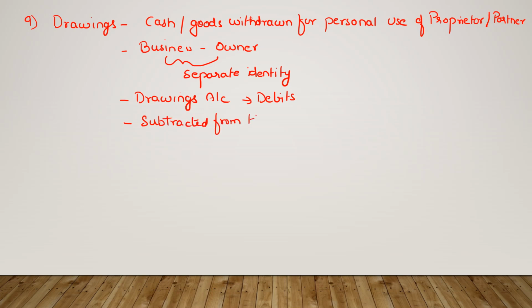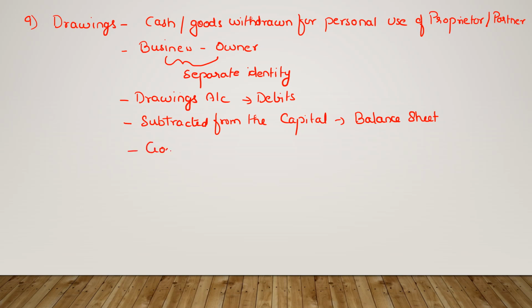From the capital in the balance sheet. So in the balance sheet, when we write capital less drawings, whatever has been withdrawn, it can be cash or goods, will be debited to the drawings account, and at the end of the year that amount will be subtracted from the capital in the balance sheet. So the capital is going to go down to the extent of the drawings of the proprietor or the partner of the business. Cash withdrawal is whatever amount is withdrawn.